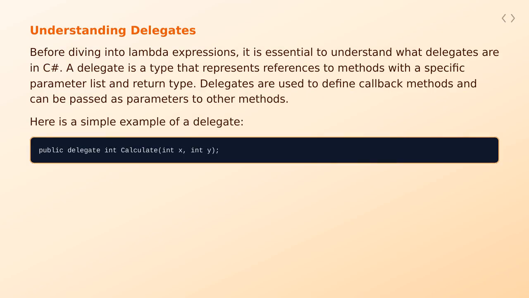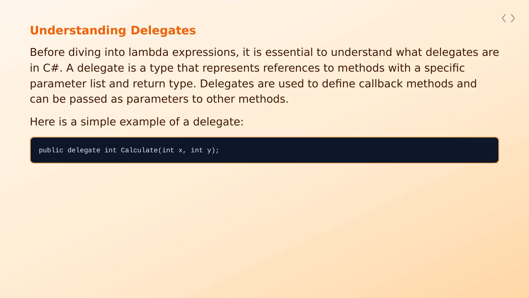Now we're on understanding delegates. Before diving into lambda expressions, it's essential to understand what delegates are in C#. A delegate is a type that represents references to methods with a specific parameter list and return type. Delegates are used to define callback methods and can be passed as parameters to other methods.